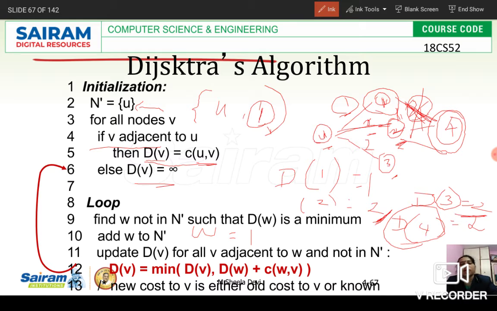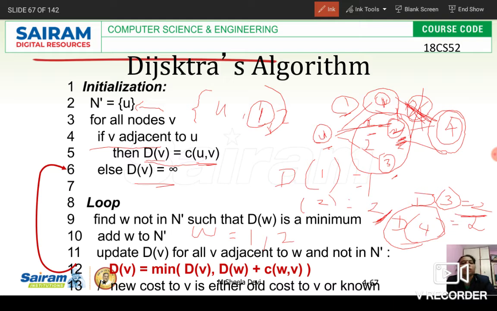Like this, we have to iterate. This is the first iteration. What is the second iteration? Then among these two links, we have to check which is minimum. Here both are 2. So what do we have to do? We have to take any one of them. Both are the same, so we select the next intermediate node, that is 2. Now w will be 2. So here I am adding to N dash node number 2. Then I have to check with all the nodes.